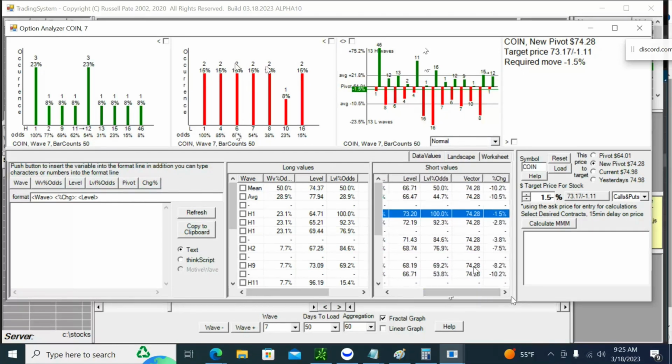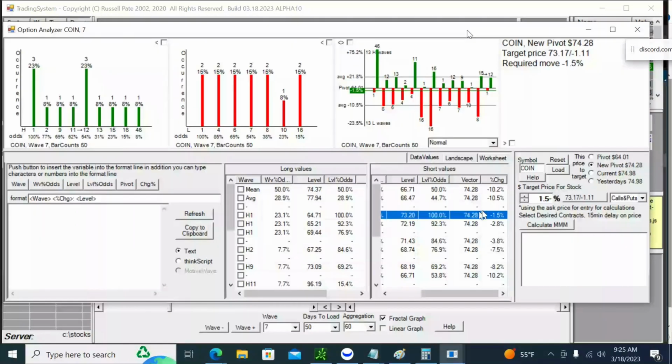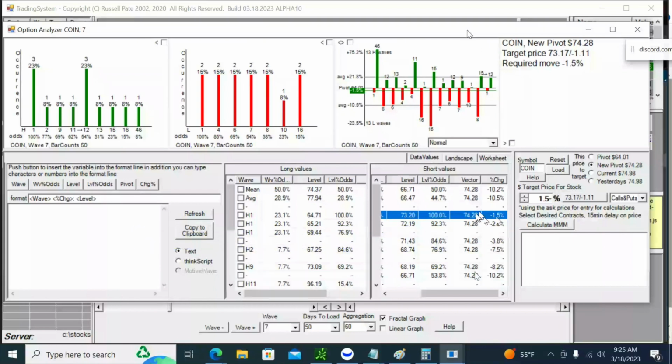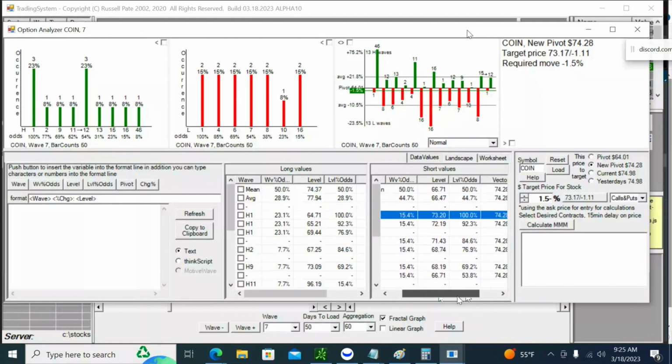And then it's using the vector. The vector is the new pivot price, so it's 74.28. It's basically saying if we move down, the 74.28 is going to pin as the pivot, and we're going to go down from there. So your vector is 74.28, we've moved down 1.5% from 74.28, which represents whenever we turn, 100% of the time, it at least achieves a minus 1.5% down.